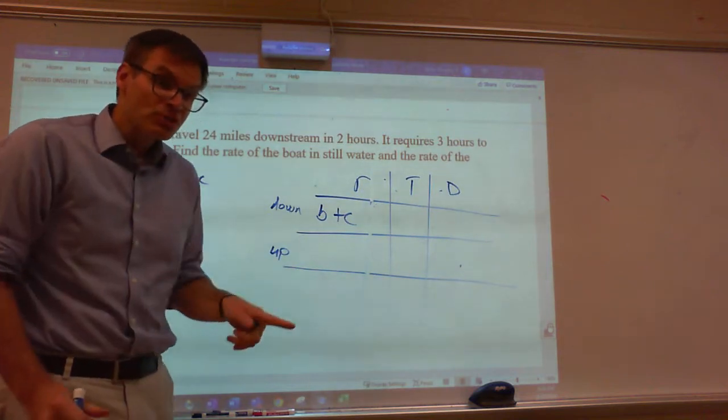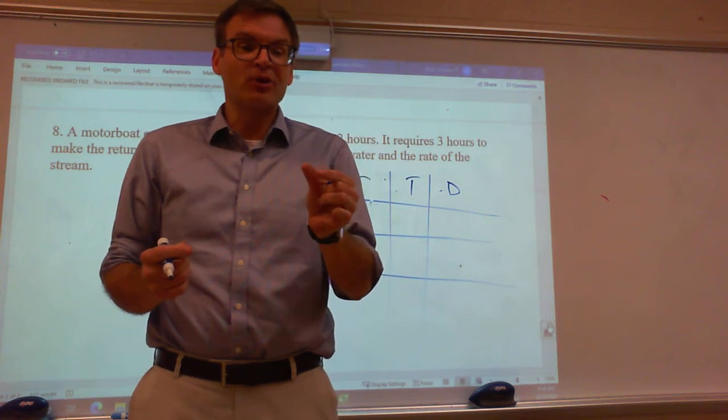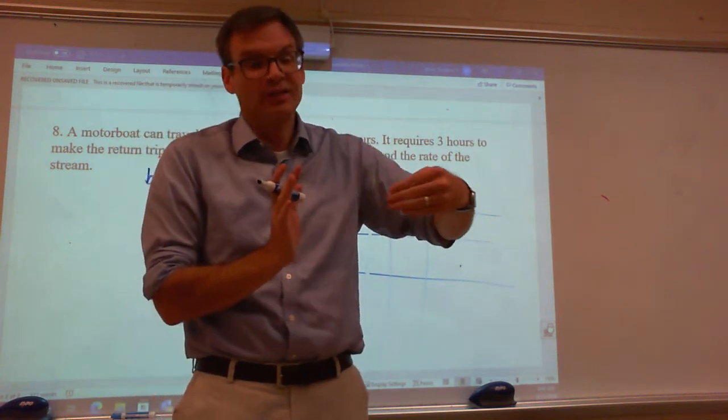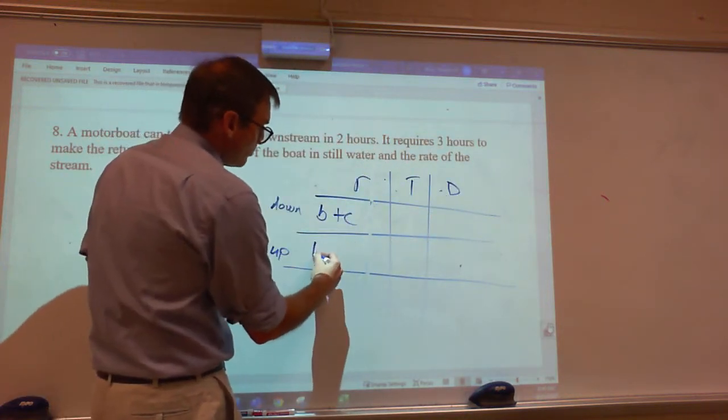Now, as far as going upstream, the current is hurting the boat. So you've got the rate of what the boat can do by itself, but then you have to take away the current because we're going against it. So going upstream, this is going to be B minus C.